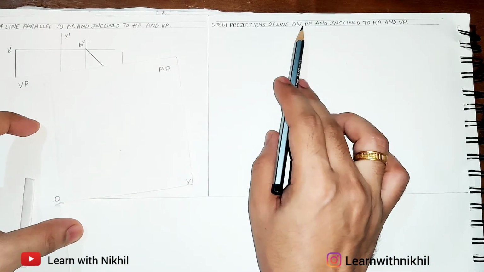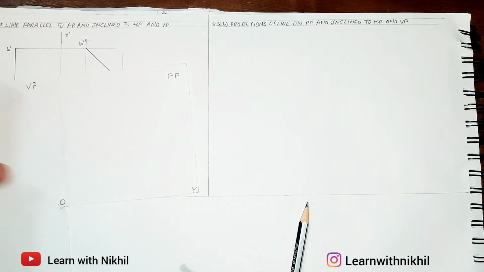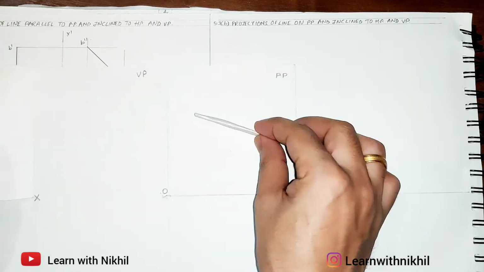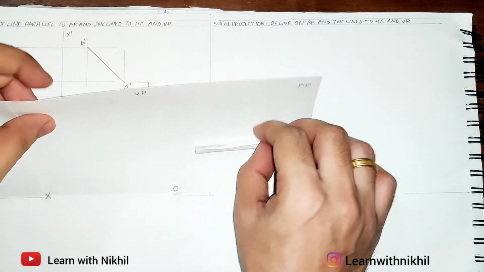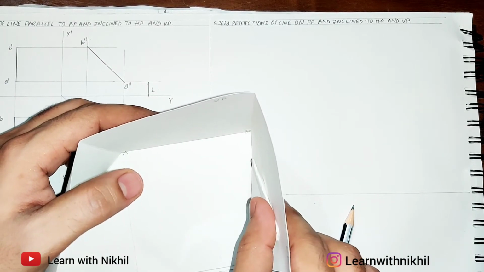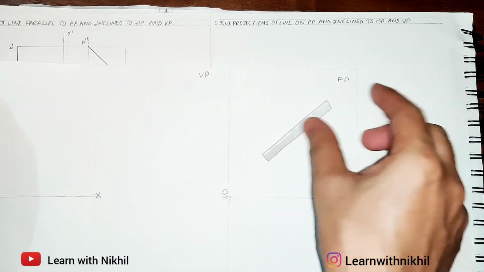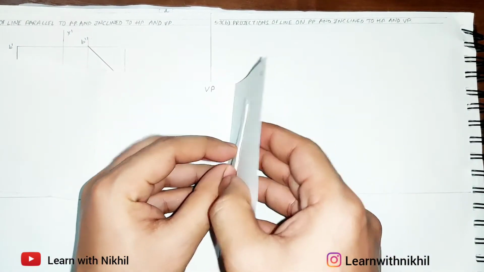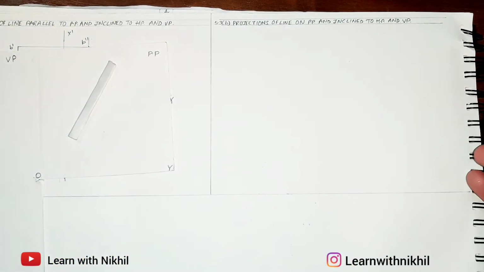Next is the projection of line is on PP and is inclined to HP and VP. So the line is on the PP, so it is placed on the PP and it is inclined to the horizontal plane and vertical plane. So line is like this. So it is inclined to the vertical plane and it is inclined to the horizontal plane as well. So line will be again on the axis and in the profile plane it will be slant. So same as previous, but the other lines will be on the axis.